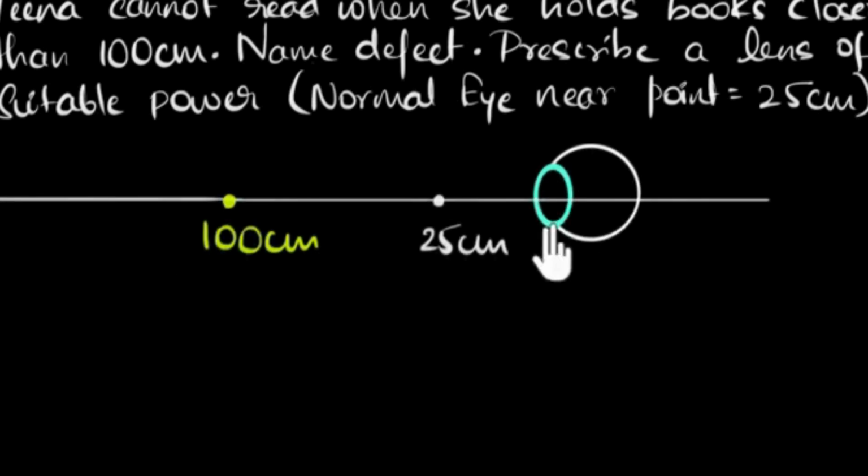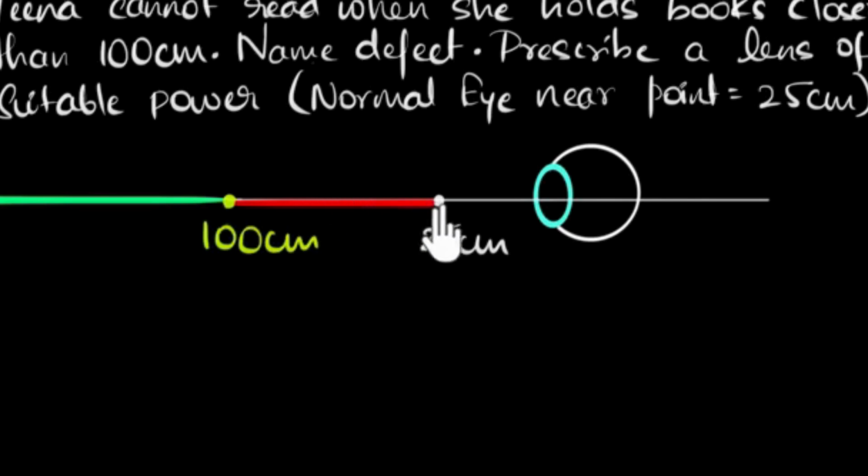If this is Veena's eye, then it's given that she cannot read when she holds books closer than 100 centimeters. So if anything comes closer than 100 centimeters, she cannot see it clearly. That means if it's farther away than 100 centimeters, she can see it. I'm going to put a green over there saying that she can see any objects over here. But if there's any object within 100 centimeters, then she can't see it. So we'll put a red for that. So she can't see anything over here.